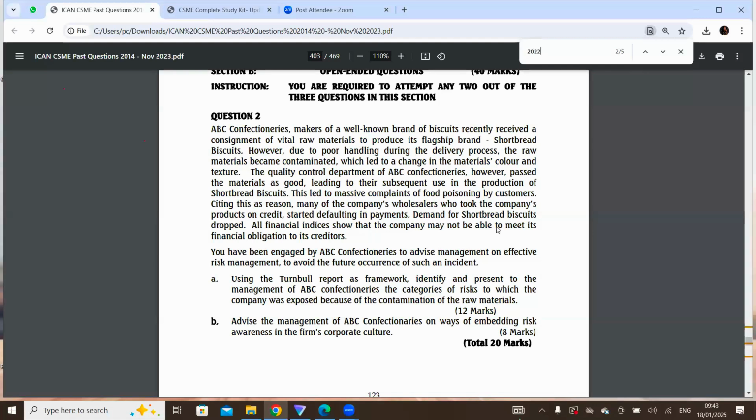So this is the 12 marks question. I will typically say it is all the risks. I will now explain it to fit into a confectionery business.